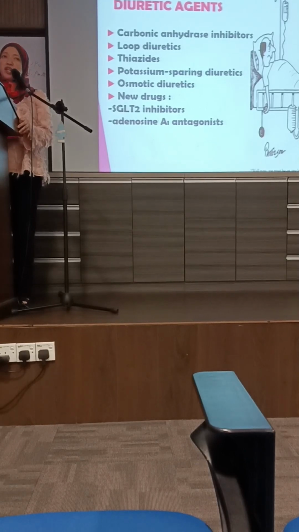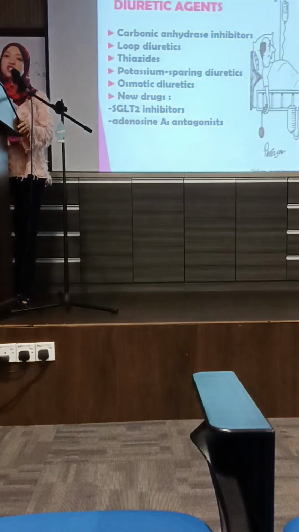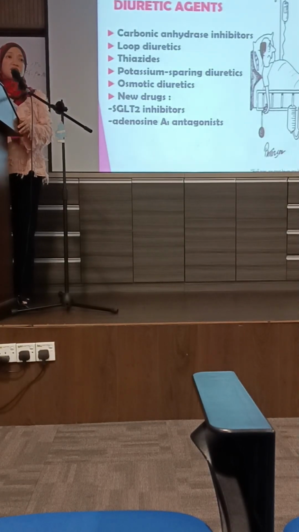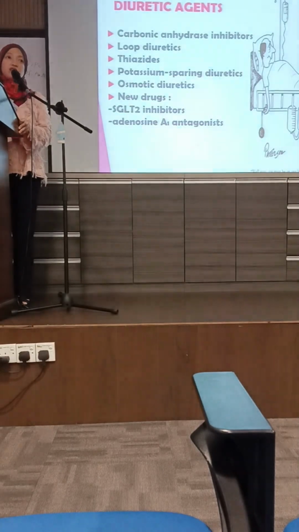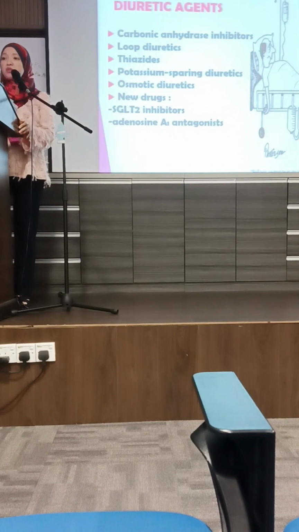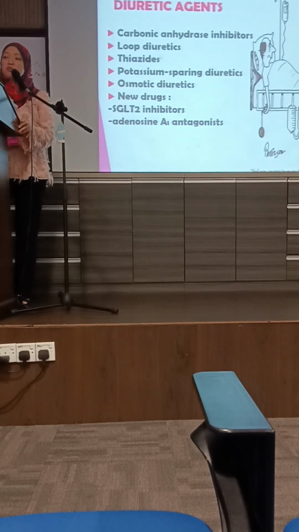Okay, so you recall your renal physiology in each of the tubules, and only then can you understand how each of these diuretics works. We classify diuretic agents based on the site of action. Okay, for example, we have carbonic anhydrase inhibitors. Where do you think this exerts the effect? Yes, proximal tubule, and then we have loop diuretics, which of course exert the effect on your loop of Henle, and then we have thiazide, which exerts the effects on the DCT, and then potassium sparing diuretics.